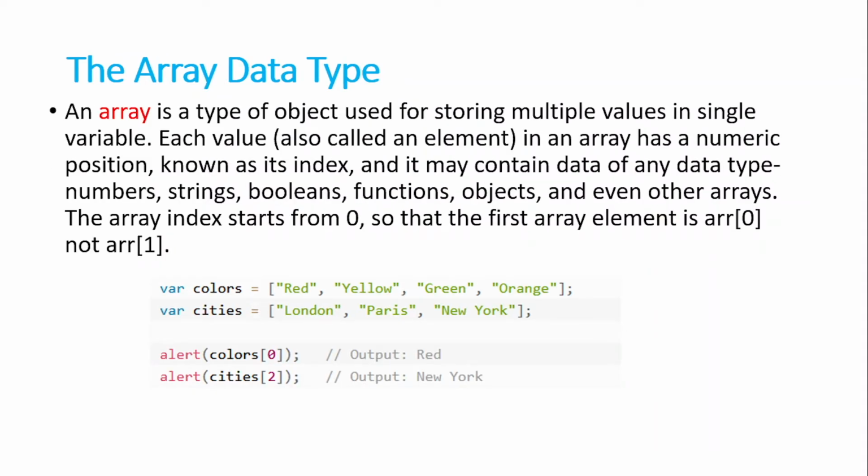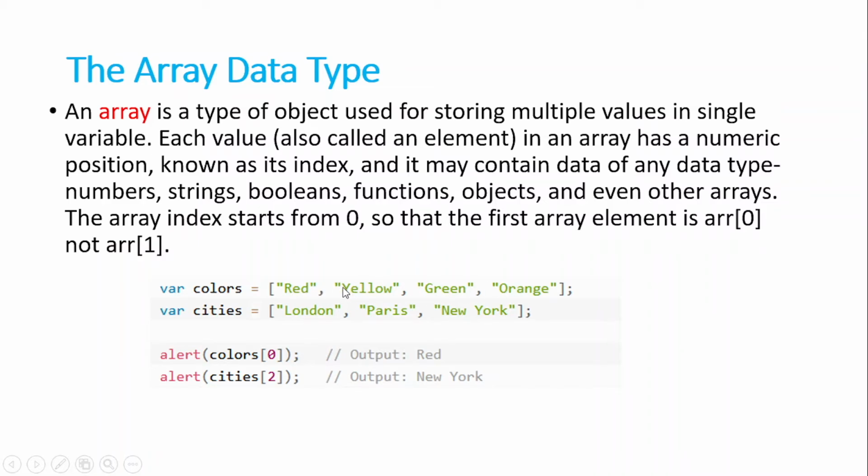Then we have an array data type in which we can store multiple values. You can see in one variable, this colors variable, I can store multiple values in square brackets. You don't want a single color stored as a string; you want multiple strings stored in colors. So you use square brackets and store multiple values separated by commas.